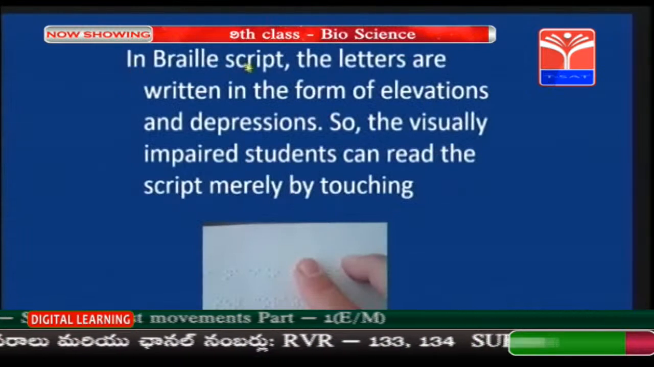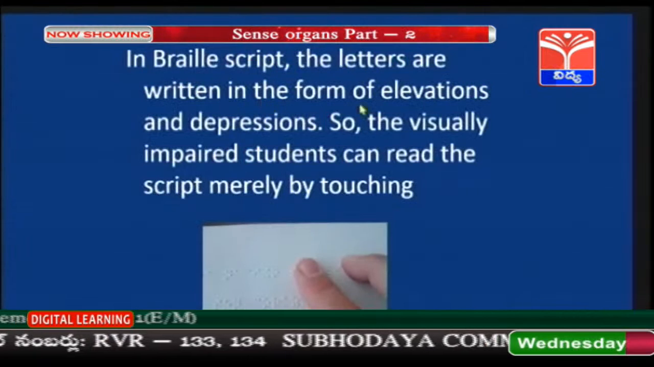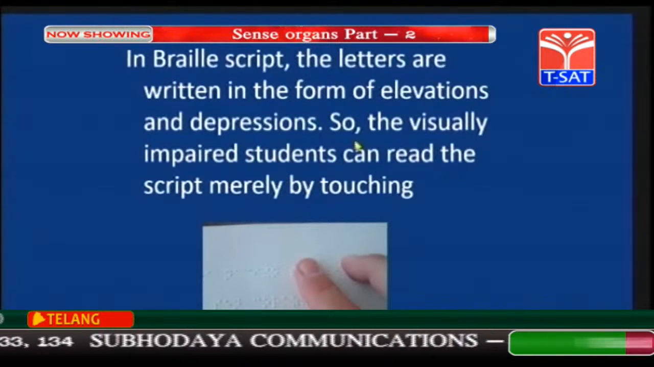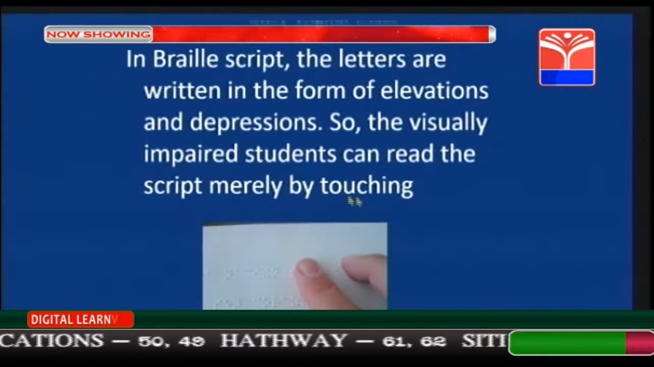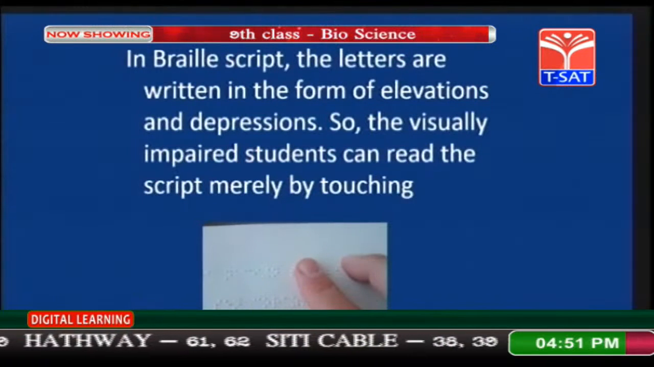So in Braille scripts, the letters are written in the form of elevations and depressions. So the visually impaired students can read the script merely by touching, right, children?